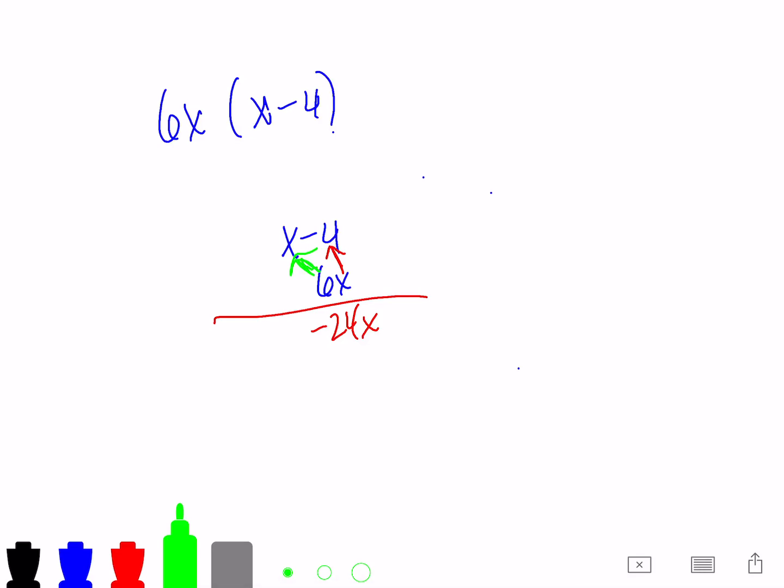6x squared. We'll have that conversation later. So 6x squared minus 24x, and then that gives us our answer. All of those ways are fine ways to do your distributing or multiplying. It doesn't matter which way you do. I just need you to get it to the correct answer.